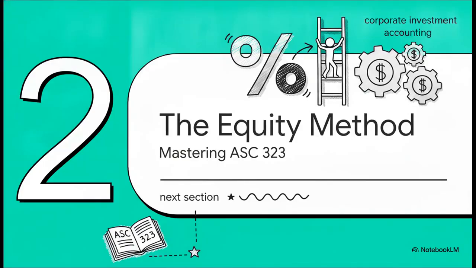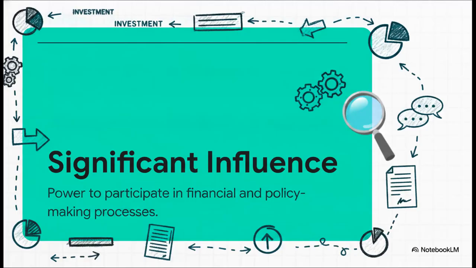Moving right along to our middle rung, Section 2, mastering the equity method. The absolutely critical phrase here is significant influence. It's the power to participate in financial and policy-making processes. But how do you actually prove that? You look for the indicators. Are you sitting on the investee's board of directors? Are there massive, material intercompany transactions happening? Is there an interchange of key managers or essential tech information? If you answer yes to these, the equity method is required, even if you don't hit that strict 20% mark.